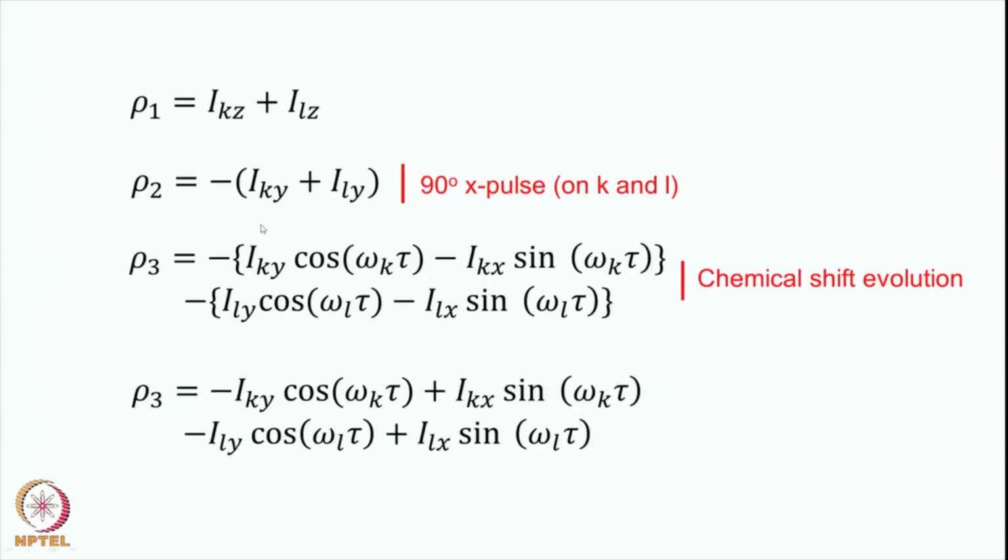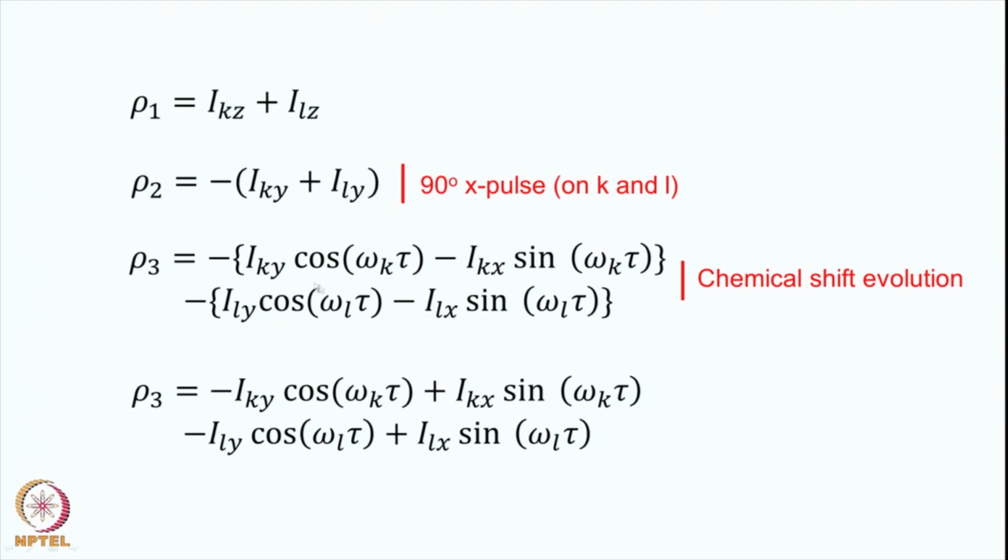So here we have considered both the spins, and therefore we have said the rho 2 is minus IKY plus ILY. The first 90-degree pulse is applied to both the spins K and L, therefore we have this one now. Now what is rho 3? The rho 3 is minus the evolution now under the chemical shift. So minus IKY cosine omega K tau minus IKX sin omega K tau. This is the K spin evolution, and the L spin evolution gives me minus ILY cosine omega L tau minus ILX sin omega L tau.